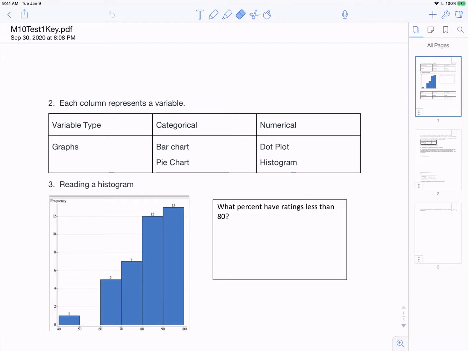So this is a quick key to your first exam, problems like your first exam. So on problem number 2, just a reminder that each column represents a variable. So when you're asked how many variables are in the table, all you have to do is count accurately the number of columns. And then for the rest of that problem, just remember that for certain variable types, you can only use certain types of graphs.